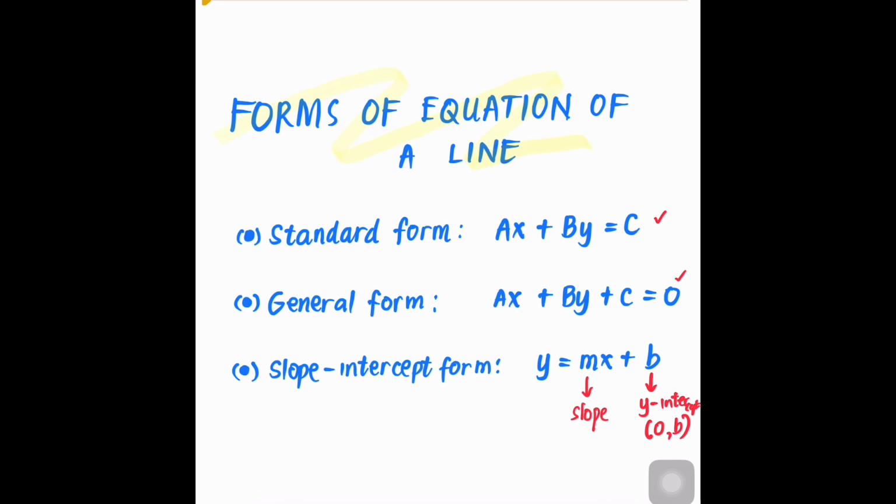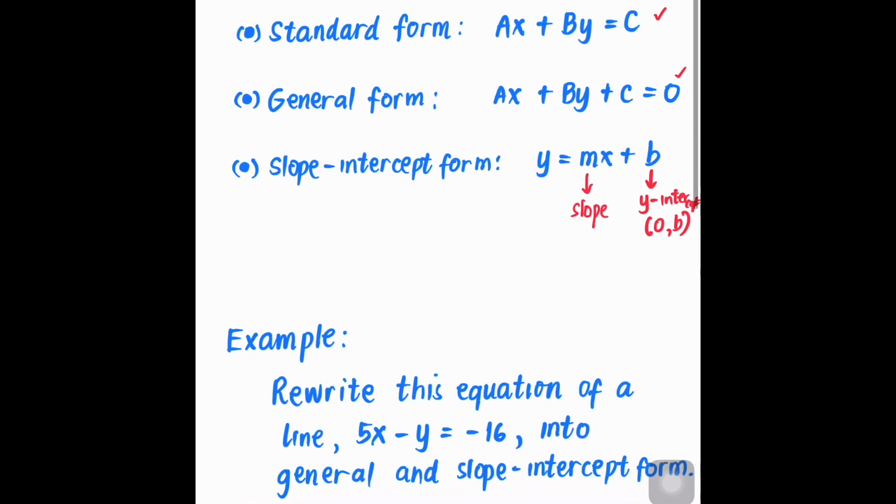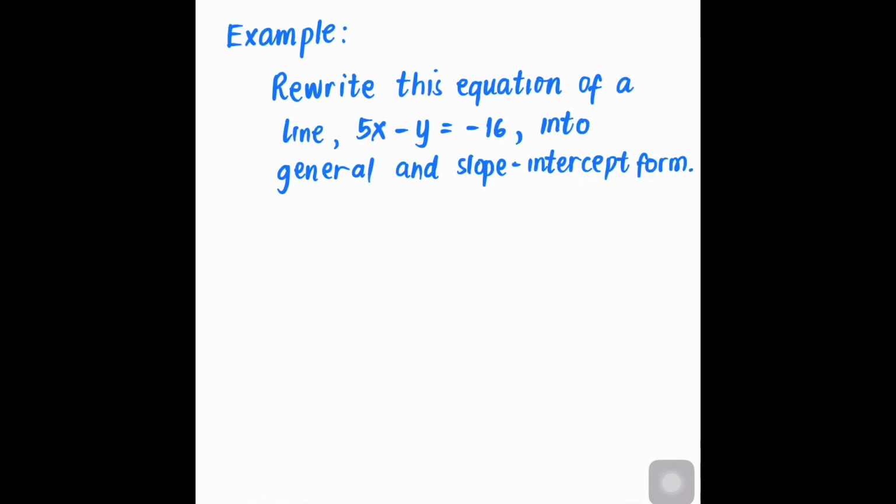Alright, so let's answer this example. Rewrite this equation of a line 5x minus y equals negative 16 into general and slope-intercept form. So we were given this equation right here, and as you notice, that equation is written in standard form, which is ax plus by equals c. And we are asked to rewrite it to general form and slope-intercept form.